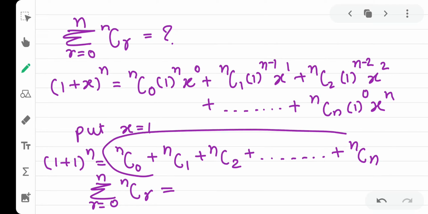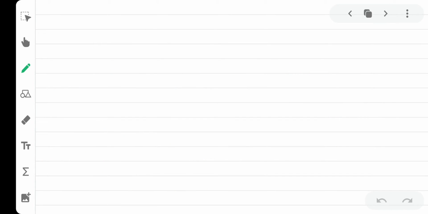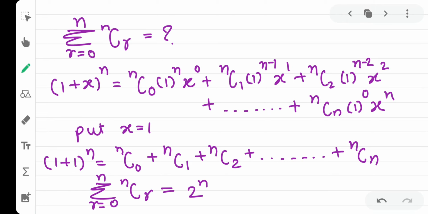So this RHS got modified into a simple form, which is summation nCr, where the value of r goes from 0 to n. Now 1 plus 1 is nothing but 2, and this will be 2 raised to n. Pretty simple, right? Now after this, let us see the application of this formula. How can we apply this?